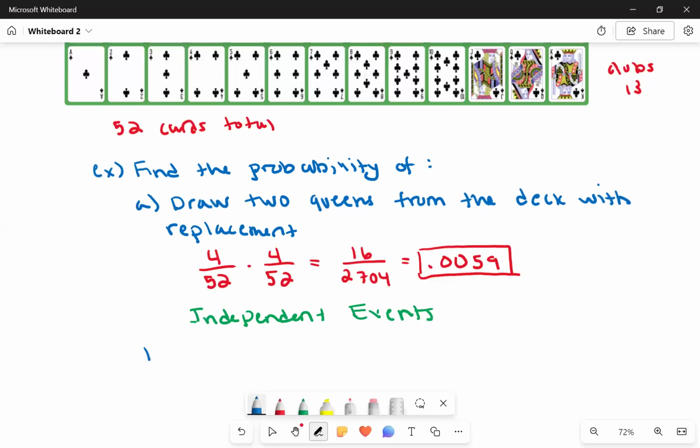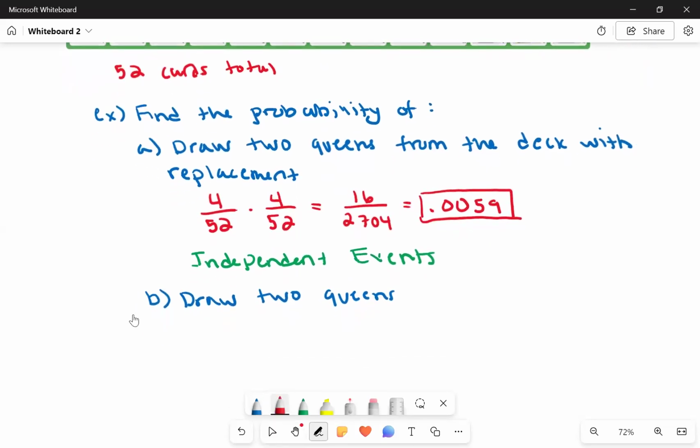But what if we don't? What if we just draw 2 queens? What if that's what we're asked, that you draw 2 queens? Now, in this case, we're no longer working with the same deck. The first queen we draw out still has a 4 out of 52 chance of being pulled, but the second queen is now only 3 out of 51 because we only have 3 queens left and we are 1 card short because we already have 1 card in our hand, okay?